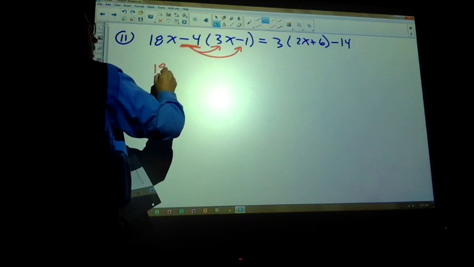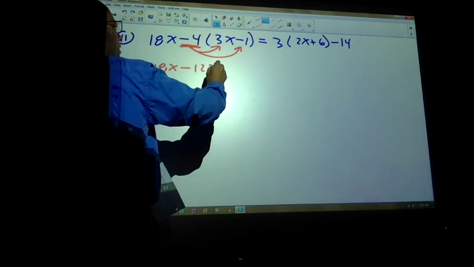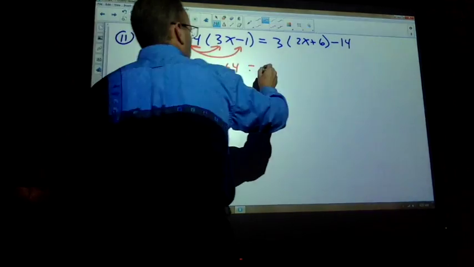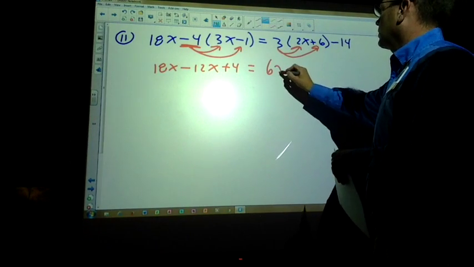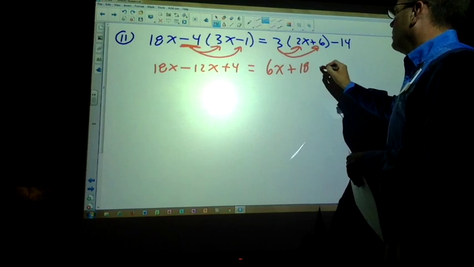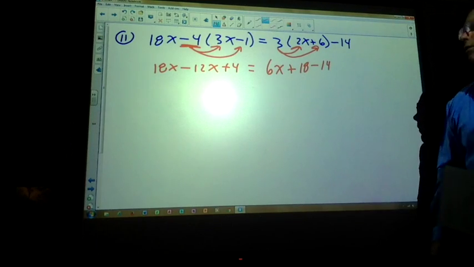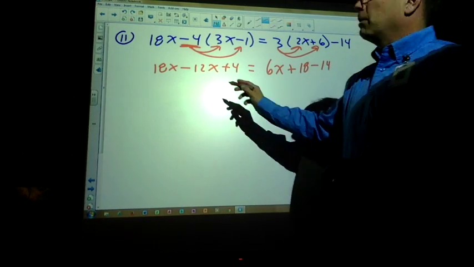So that's 18x minus 12x plus 4 equals, and then right here, same thing. So that's 6x plus 18 minus 14. Is that all right so far? Combine like terms.